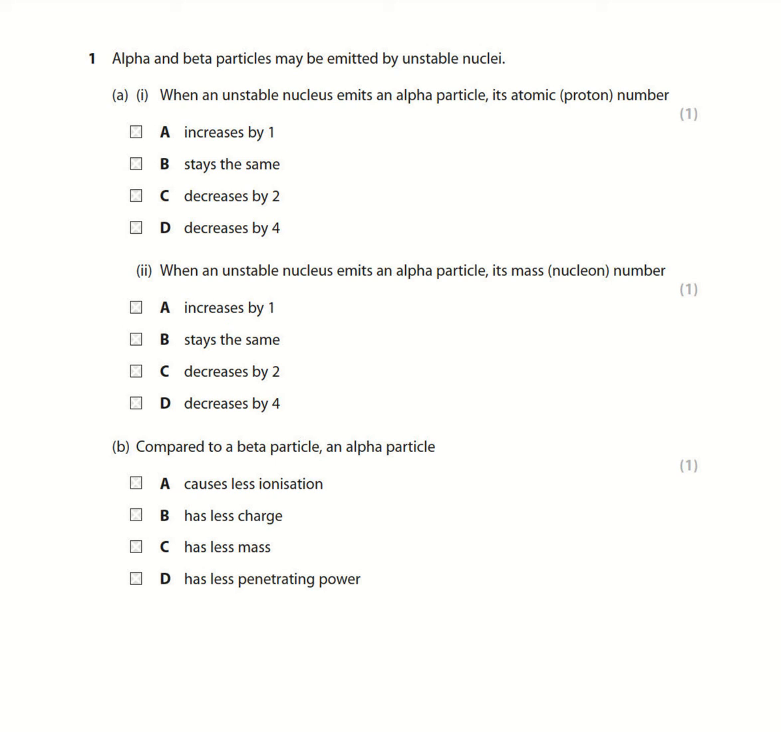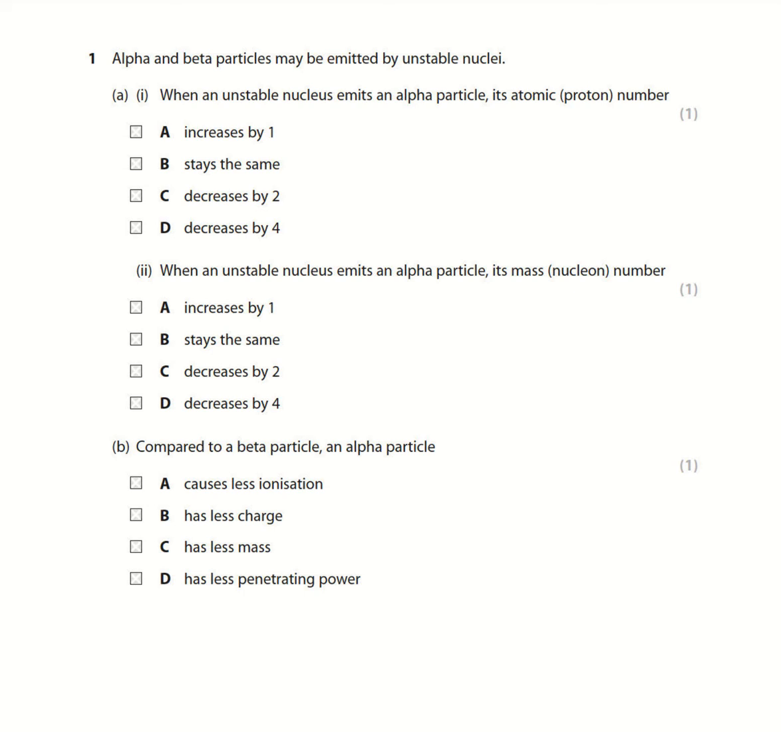IGCSE Physics Paper 2, Radioactivity Part 2. Alpha and beta particles may be emitted by unstable nuclei.